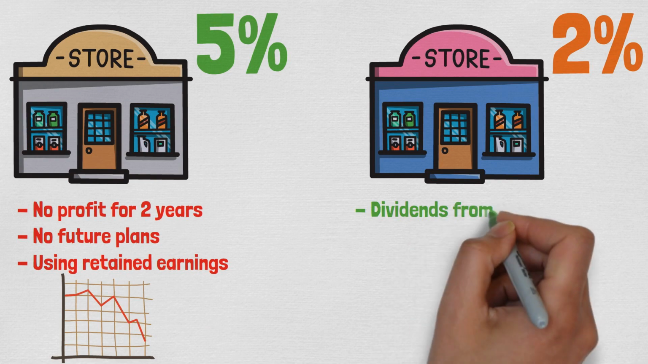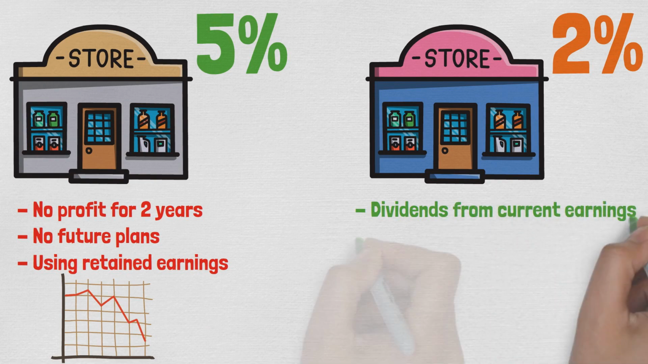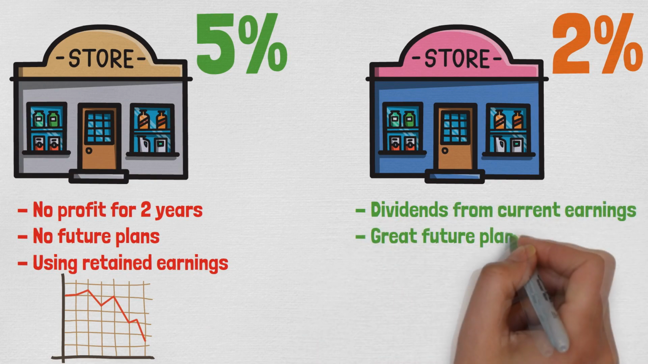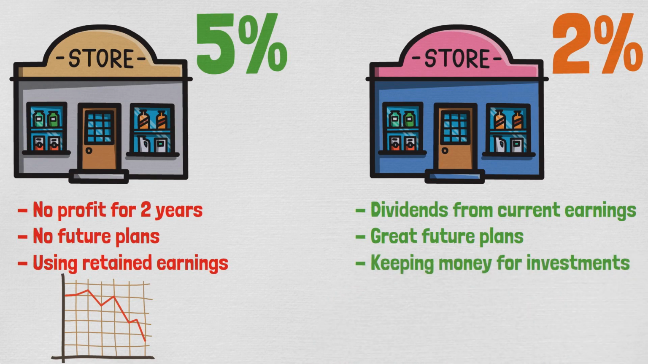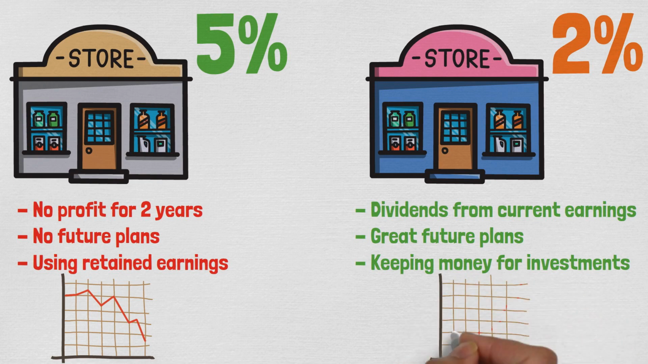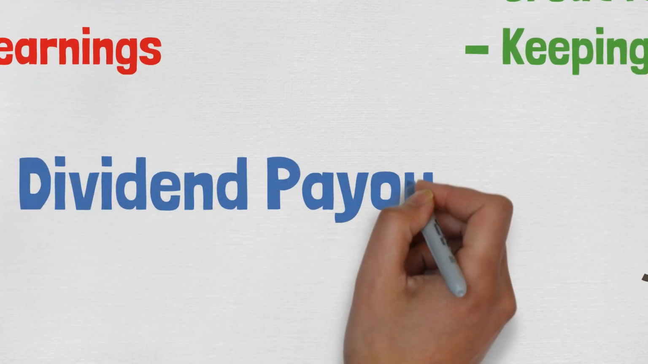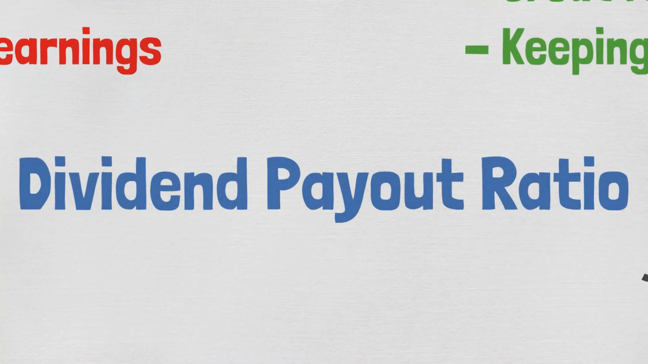Company B, however, is only paying dividends from its current earnings. They have a great plan to grow in the future, and they are keeping some of the earnings for these future investments. In the future, the company's stock price is going to rise, meaning that the total return will be higher. Because of this, you should also take a look at the dividend payout ratio, but more about that in the future doors of the calendar.